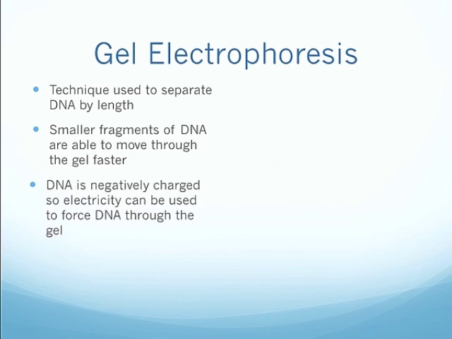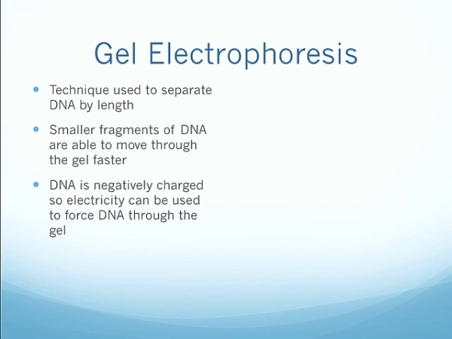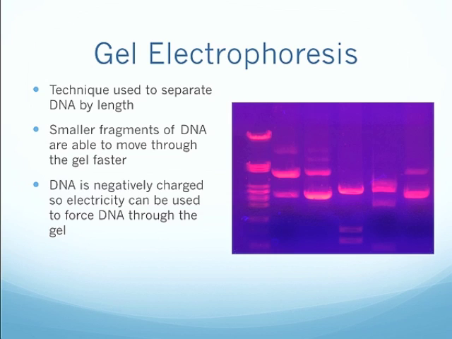The DNA is pushed by an electrical current, and because DNA is negatively charged, electricity can force the DNA fragments through the gel. And you'll end up with a picture like this. Bigger fragments are at the top of the picture because they move slower through the gel, and little fragments are at the bottom of the picture.